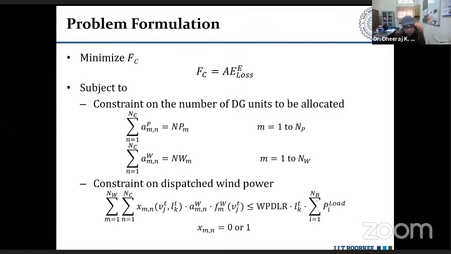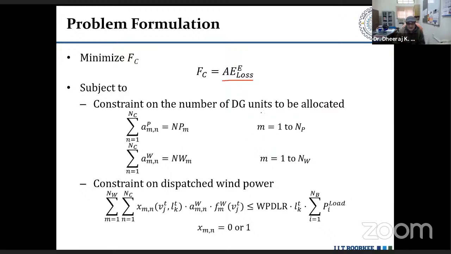What we have to minimize is the active power losses, or active energy losses, occurring over the year. So that is our objective, that we have to minimize the energy losses. And now we have to define certain constraints.